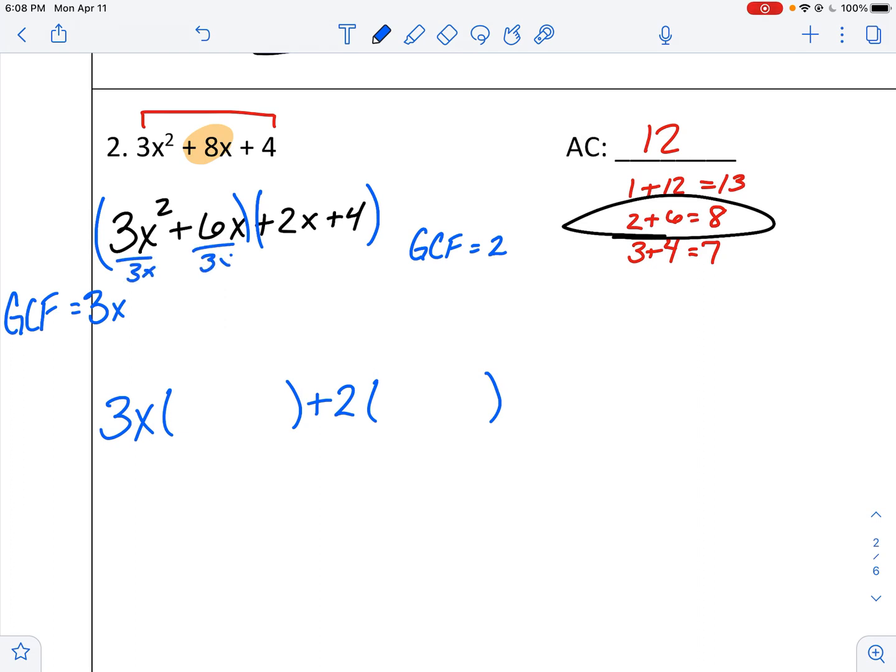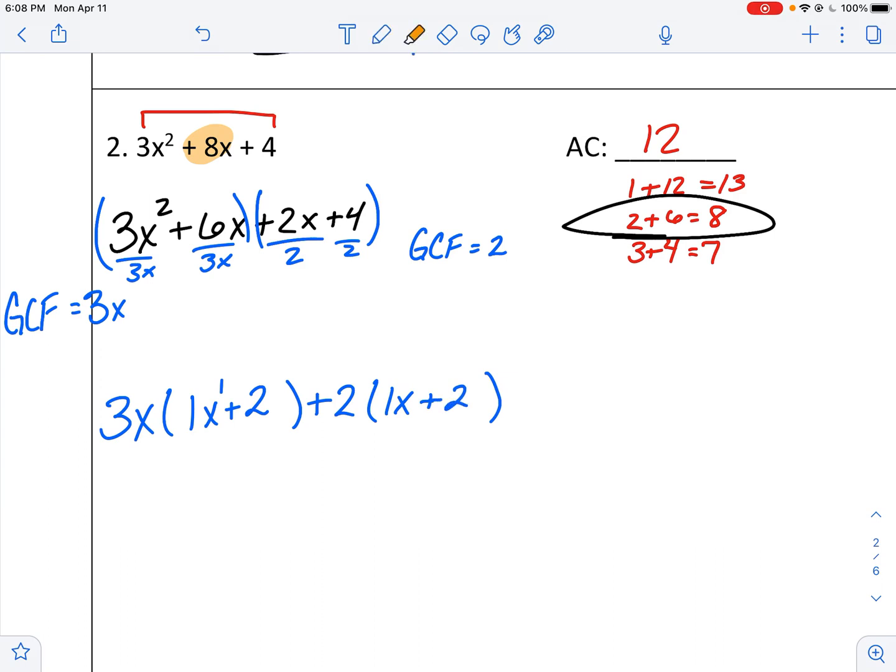So if I divide out my greatest common factor, 3 divided by 3 is 1. I had 2 x's, I took 1 away. 6 divided by 3 is 2. I had an x, but I took it away, so I have no x's. 2 divided by 2 is 1. 4 divided by 2 is 2.